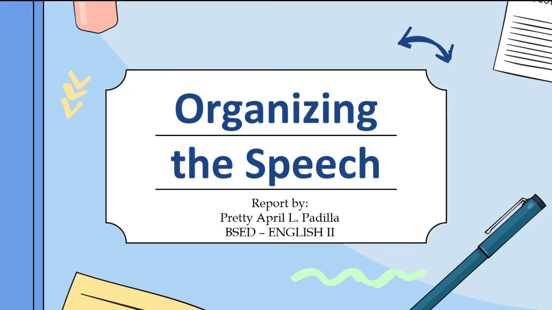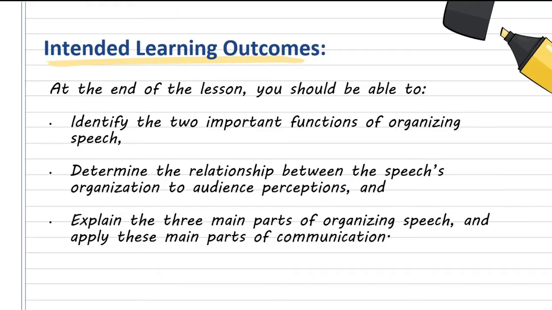Let's proceed. Here are the following intended learning outcomes, or also known as ILO, such as: identify the two important functions of organizing speech, determine the relationship between the speech organization to audience perception, and explain the three main parts of organizing speech and apply these main parts of communication.